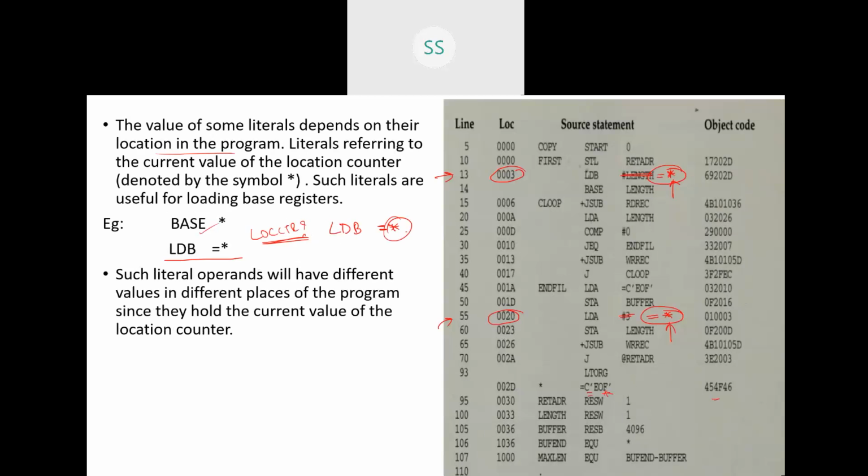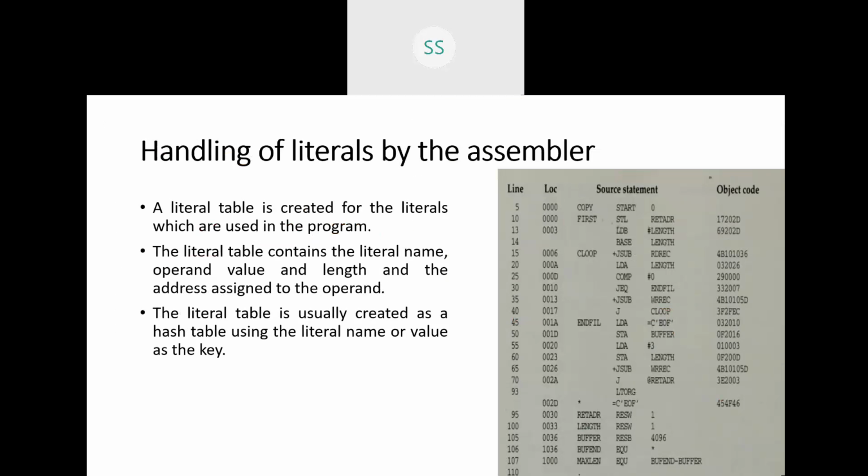And in this case we found that the location counter value is different for both of them. So in that case we can never say that these two literals are duplicates. നമുക്ക് അത് പറയാൻ പറ്റത്തില്ല. Now we are going to see how the assembler handles these literals.